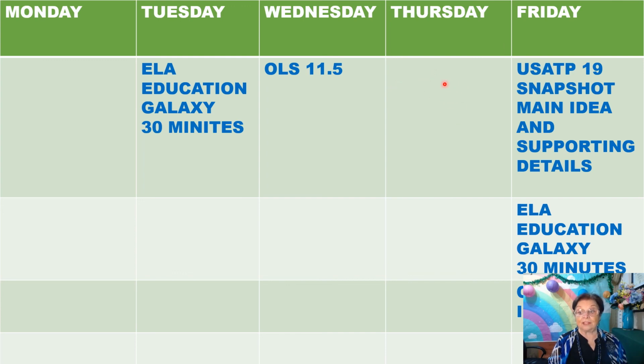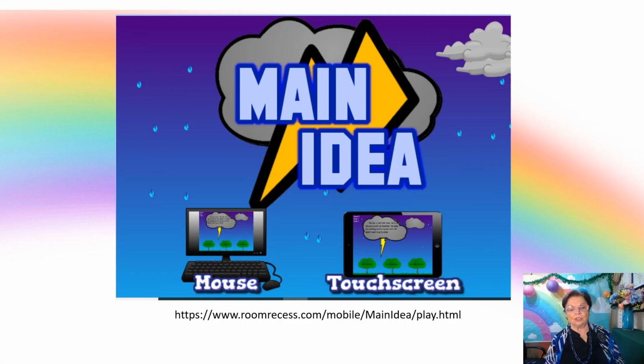There is math. The math OLS is here on Thursday, but there's nothing for ELA. On Friday for ELA, you're going to do Snapshot 19 about the main idea and supporting details, and you're going to do ELA Education Galaxy for 30 minutes. There are math assignments on Friday too, the USA Test Prep and Education Galaxy, but you don't have any classes on Friday.